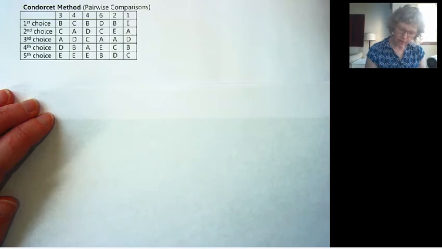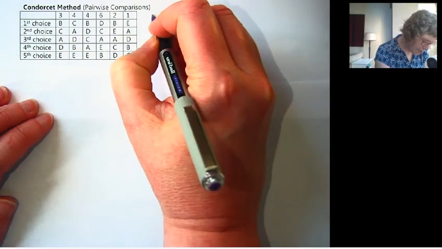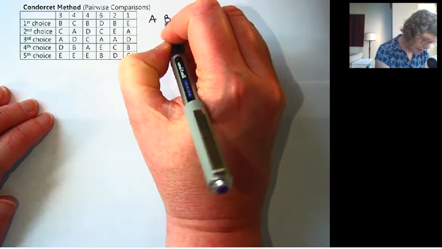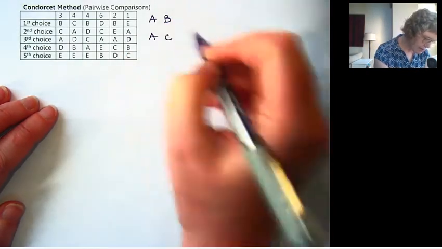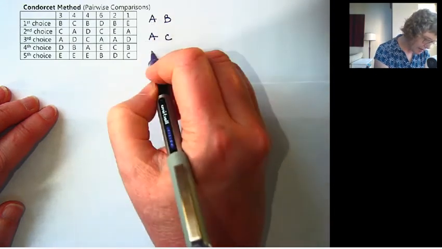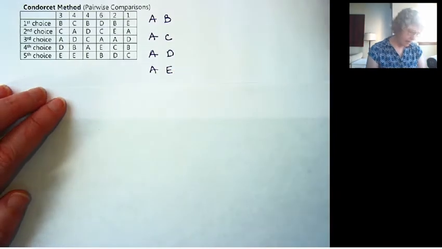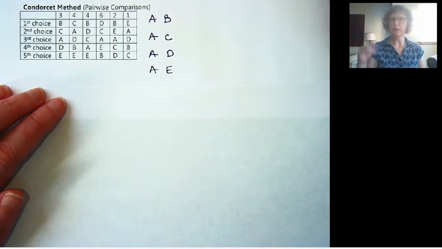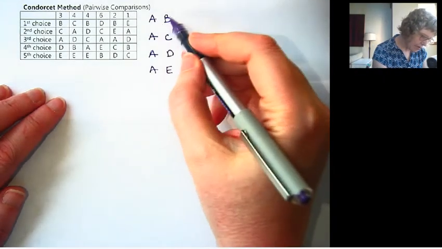Let me show you how this works. What we do is we're going to write out the pairings. So A and B, A and C. So it'd be like if only those two were in the race. AB, AC, AD, AE. I'm just listing them out in a systematic way so that I get them all and I don't duplicate. So I've done A with everyone.